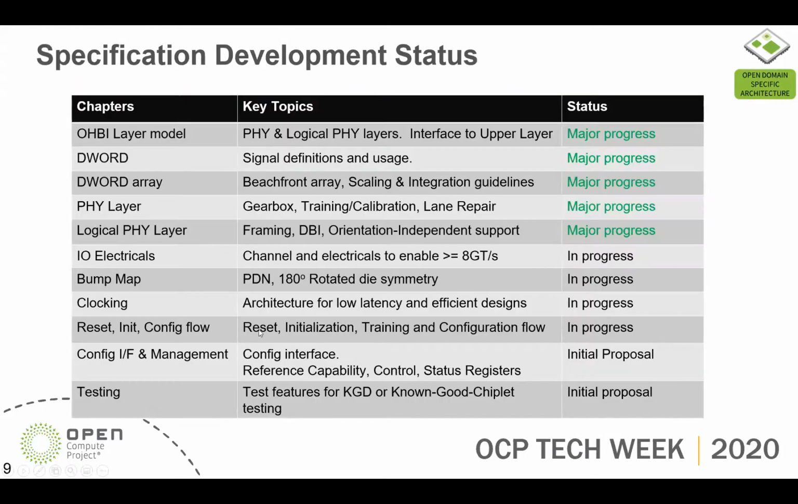So with that, just a quick summary of the specification development status. We won't go into the details here, but you can get a sense of the key areas that the OpenHBI spec is planning to support beyond a PHY specification. So we defined the DRAM array structures, we defined scalability integration guidelines, the multi-layer, including the PHY layer and the logical layers, they are fully defined. And so we're already making major progress there.